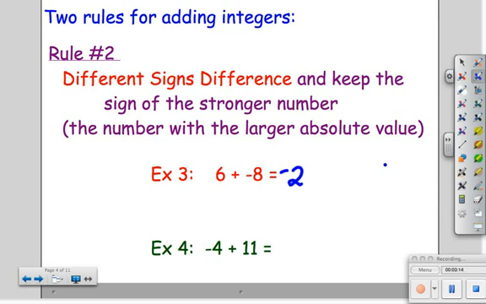Let's try another one like that. Negative 4 plus 11. I've got different signs. I've got a negative 4 and a positive 11. So since they've got different signs, I'm going to find the difference, or subtract. 11 minus 4 will leave me with 7. Ignoring the signs, 11 is bigger than 4. And since 11 is positive, our answer will be positive as well.